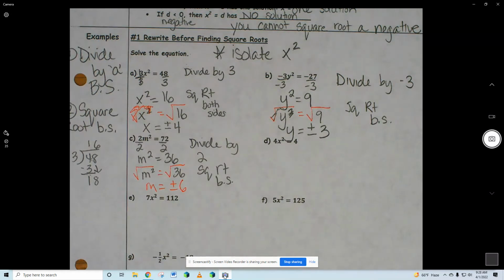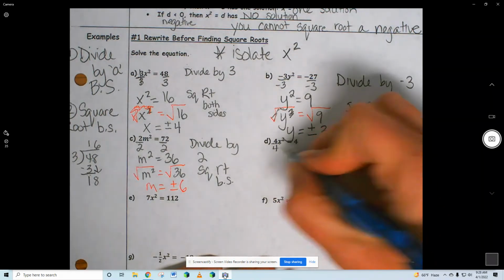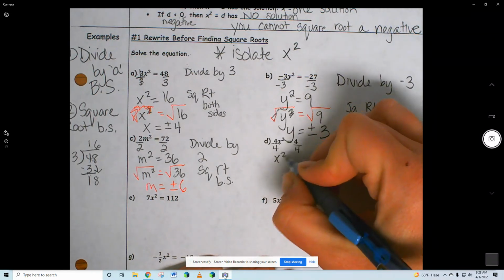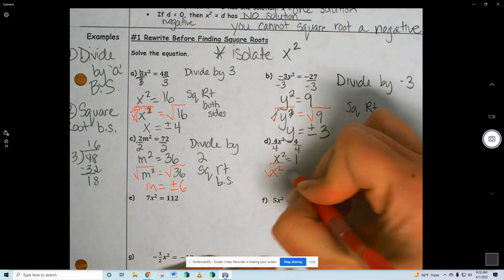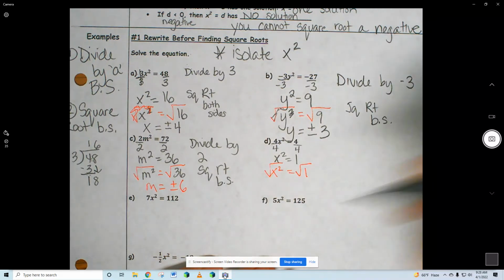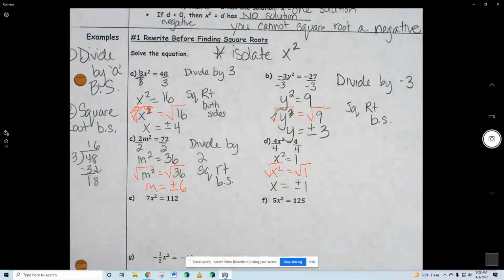What'd you get? Just positive 1? Positive or negative 1? Square rooting 1, it's just 1 times 1 or negative 1 times negative 1. Easy.